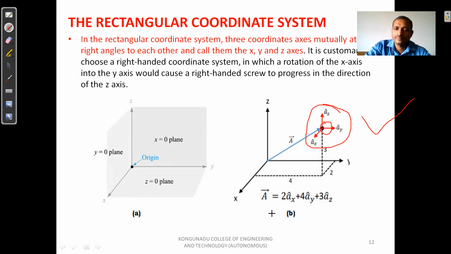So finally we write the position vector. With the help of the Cartesian coordinate system, A vector is equal to 2 ax plus 4 ay plus 3 az. So 2, 4, 3 represent the magnitude components of the vector, and ax, ay, az represent the unit direction vectors.